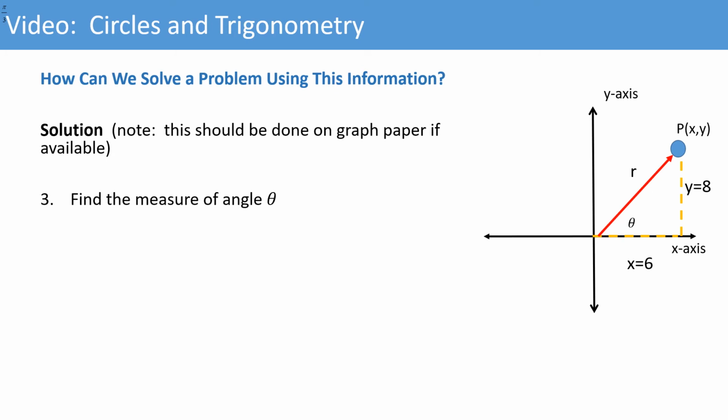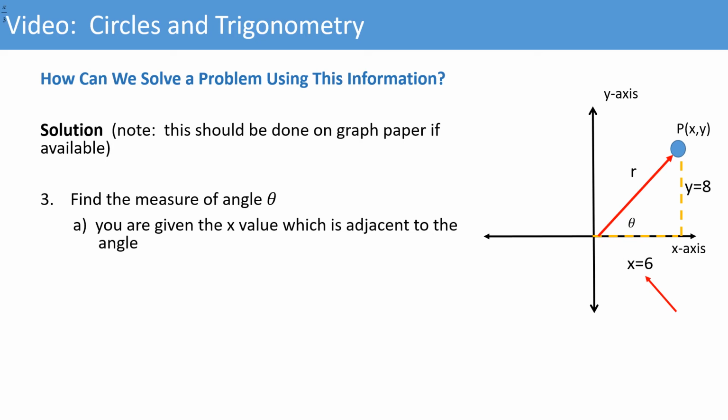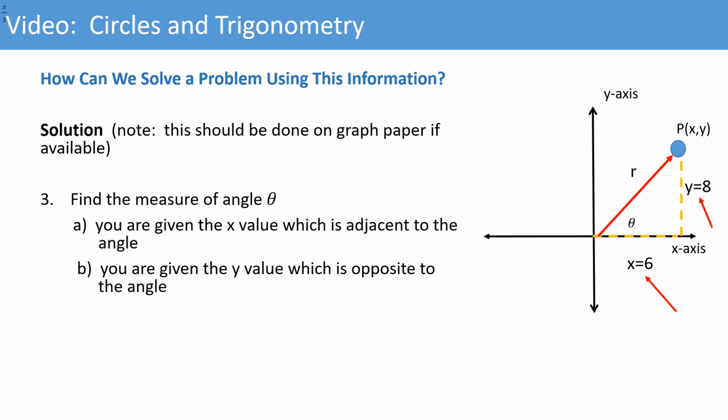Now, continuing, find the measure of angle theta. You are given the x value, which is adjacent to the angle. You are given the y value, which is opposite to the angle. We know that the ratio tan theta is equal to opposite divided by adjacent. We know that opposite is your y value and your adjacent is your x value.